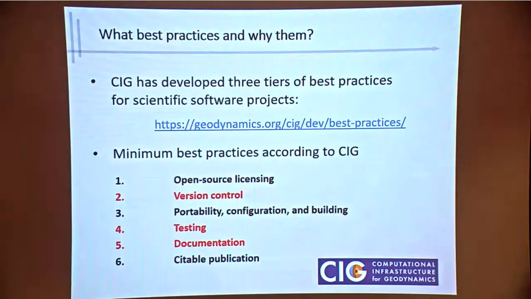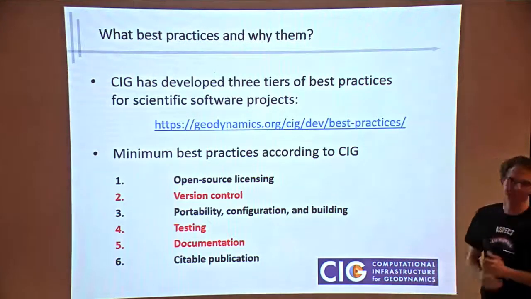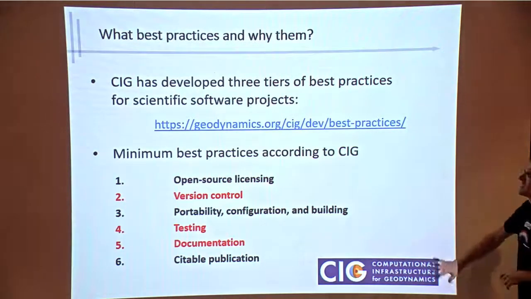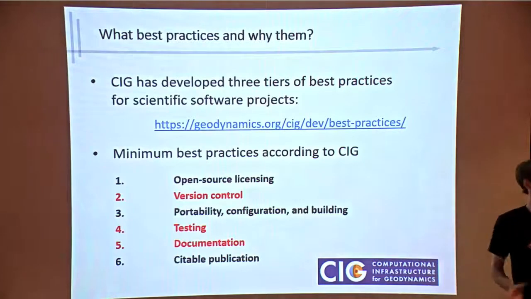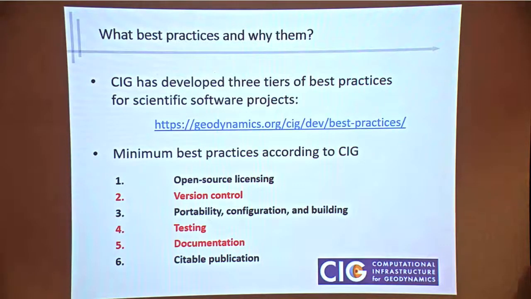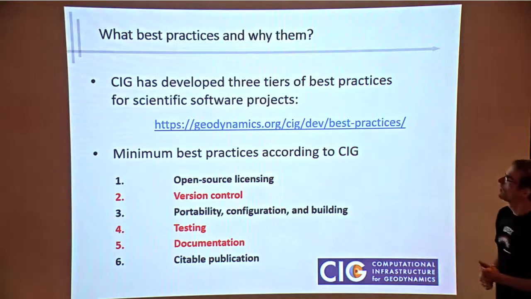So a third way to think about what the best practices of software development would be is to go to your favorite trusted institution and ask them for best practices. And that's where the Computational Infrastructure for Geodynamics comes in. Of course, you can use whatever institution you trust most. There's, for example, the Software Sustainability Institute in the UK, which also has a big list of best practices.